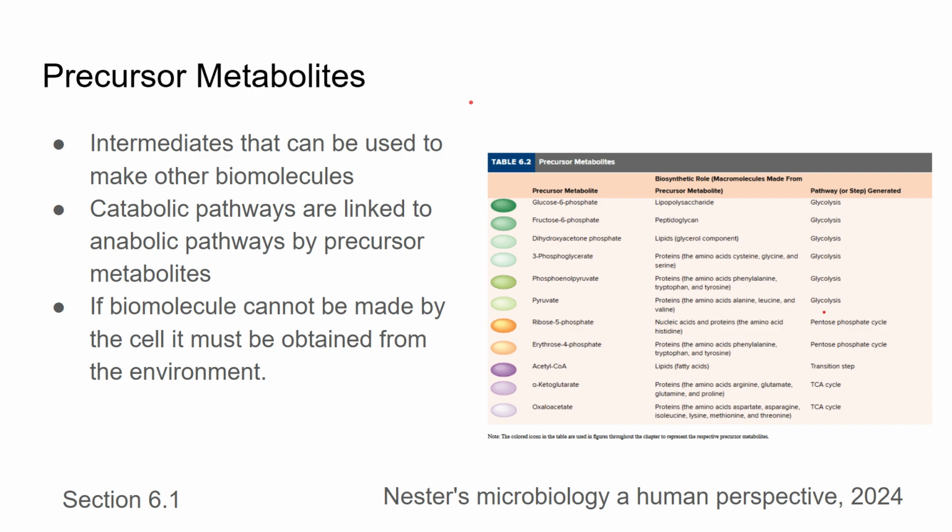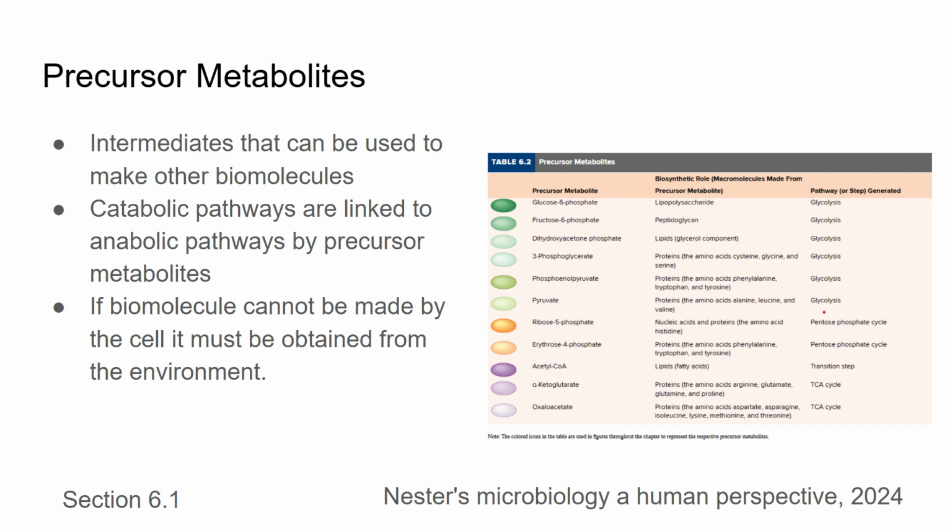Okay, another thing before we get into metabolic pathways is precursor metabolites. Precursor metabolites are just intermediates that can be used to make other biomolecules. These catabolic pathways can be linked to anabolic pathways just because of precursor metabolites. As we're breaking something down in a catabolic pathway, we might create a precursor metabolite, and that can be used to build up a different pathway in anabolism.